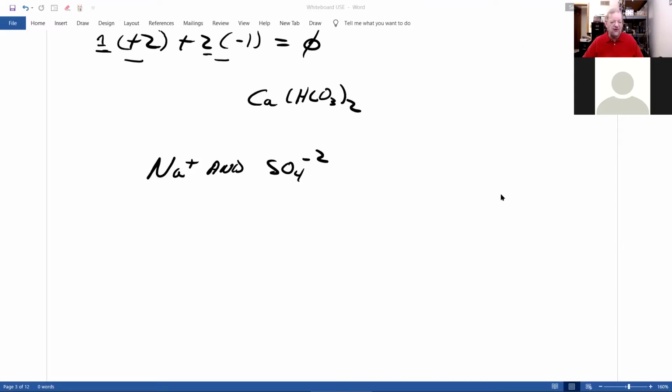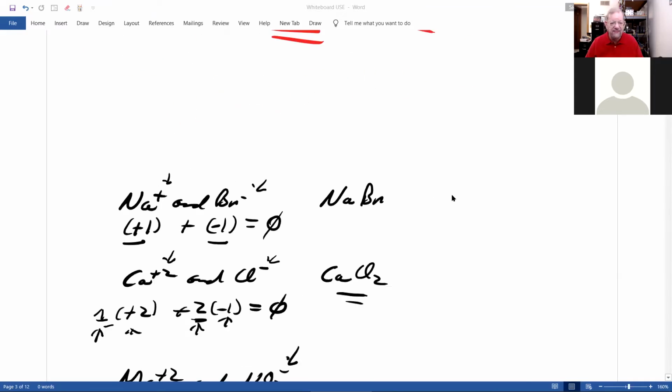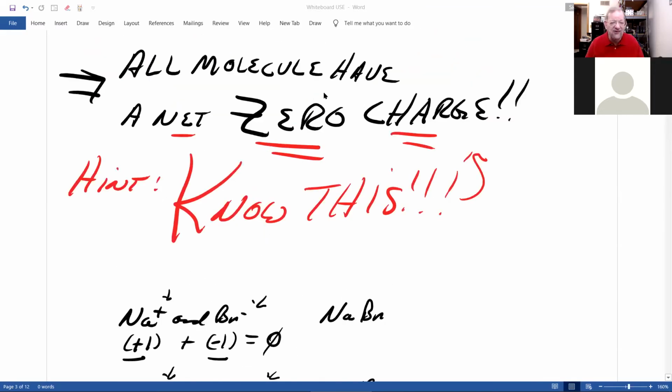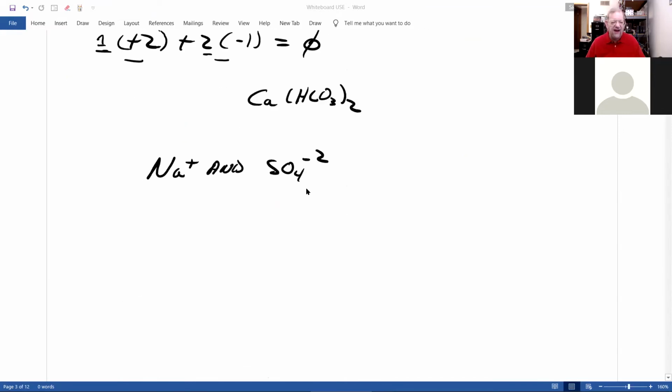All right, let's do it. All molecules have a net 0 charge. See, it even says it on my screen, so it must be true. Oh, is that lame? All molecules have a net zero charge. Know this. And to do this, write the empirical formula. Sodium has a +1 charge. When there's no number, it's +1. Sulfate, SO4 polyatomic ion, has a -2 charge.